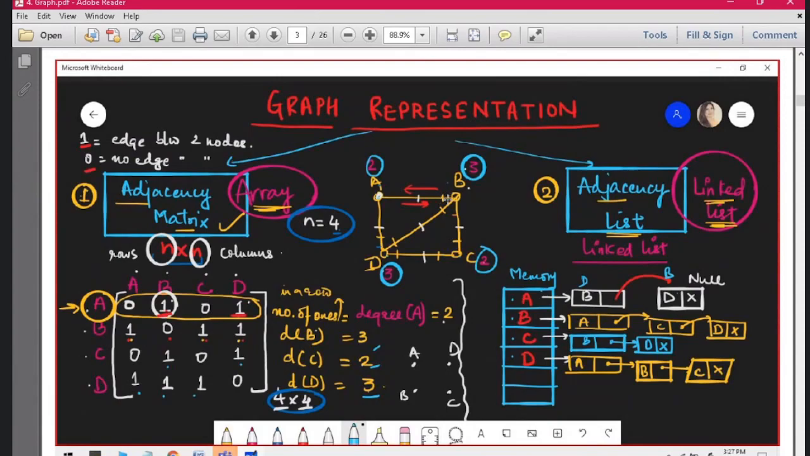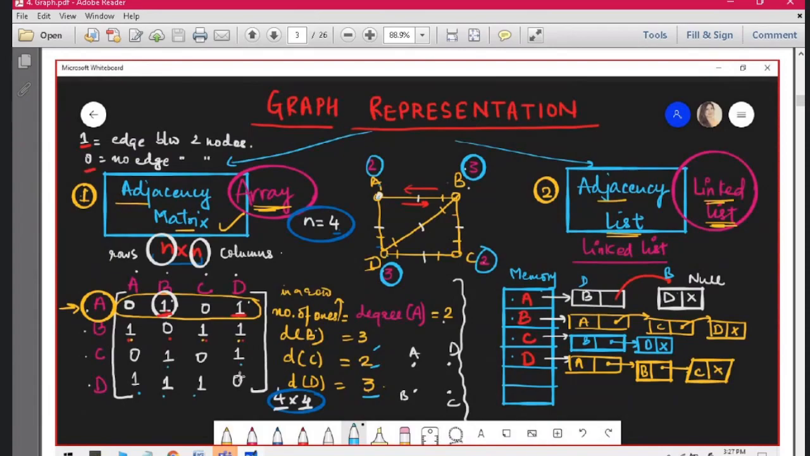Now coming to B. B is connected to A, D, and C. So B is connected to A, there is an edge, 1. B is not connected to B, so it is 0. There is an edge from B to C, yes, so 1. There is an edge from B to D, yes, it is 1. Similarly, I'm going to write it for C. C is connected to B and D, so you can see B and D are 1, and the rest of them are 0. Similarly, D is connected to everyone except D because there is no self loop. So D is connected to A, B, and C.